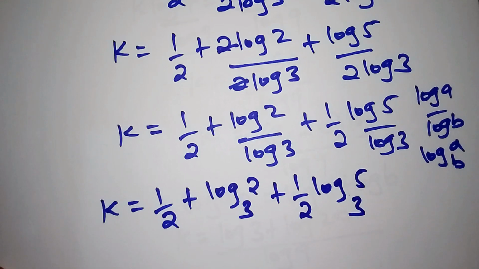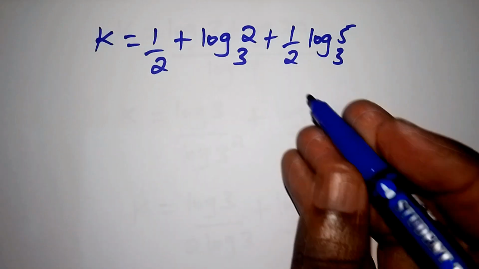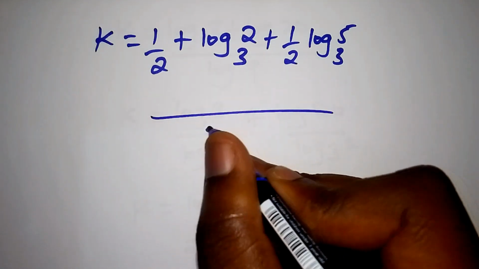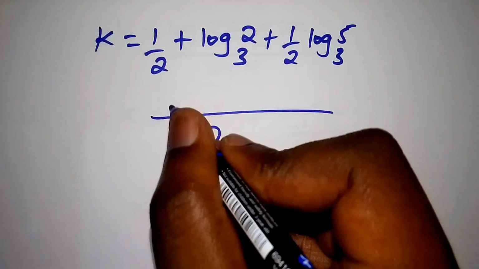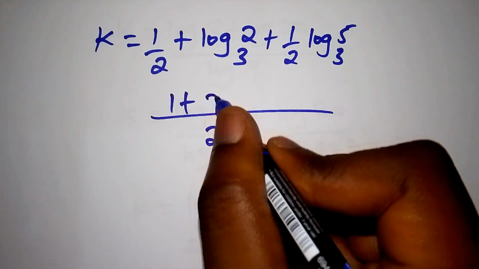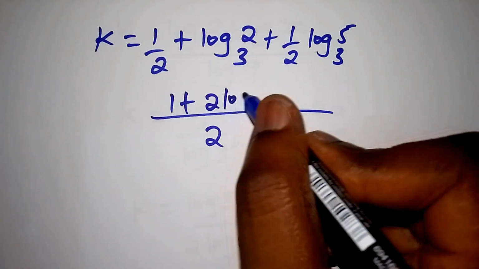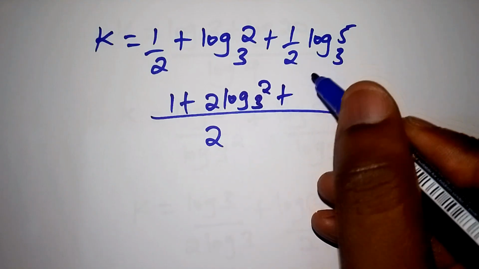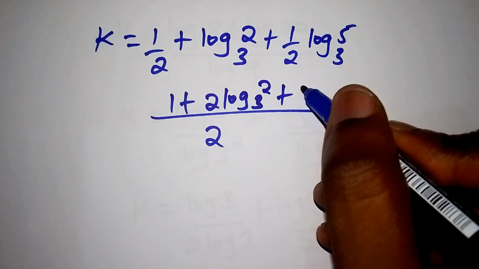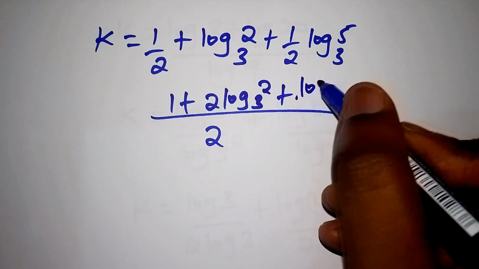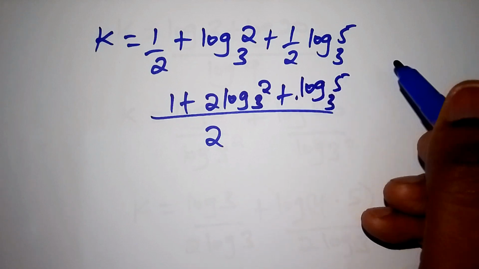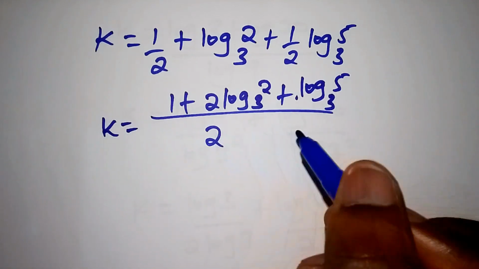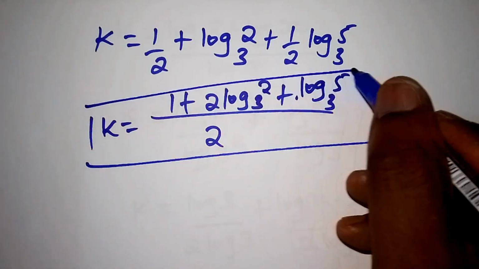From here we can decide to divide all of this by 2, so that 2 by 2 here is 1, plus 2 the log of 2 to the base of 3, plus the log of 5 to the base of 3. So this is now our correct answer for the value of k.